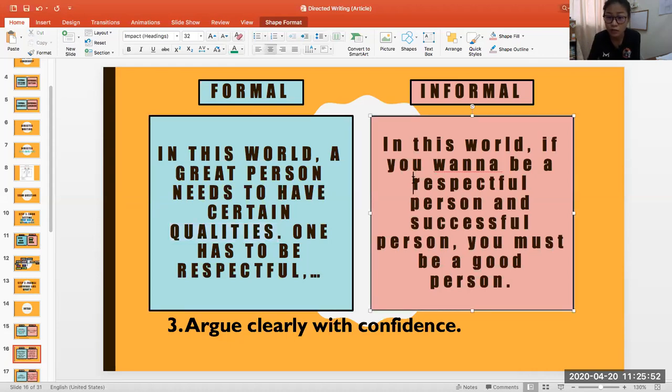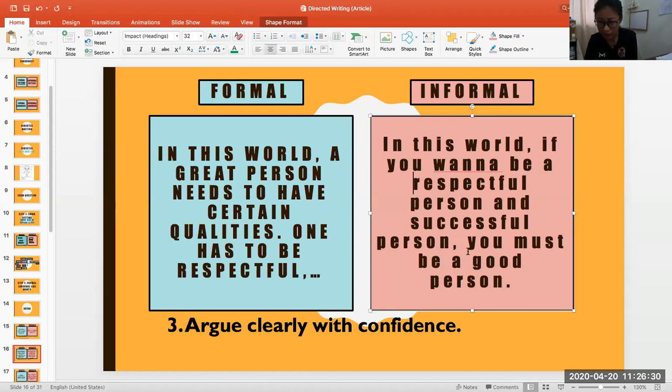Okay. I am not using respectful. I am not using successful. These are adjectives. But I will switch it back. I will use a noun. So, orang yang berjaya memerlukan quality-quality yang tertentu. So I use the noun. I use nouns to make it very firm. Firm, clear, confident. Okay? Very sure. You are very sure of the things that you want to write.